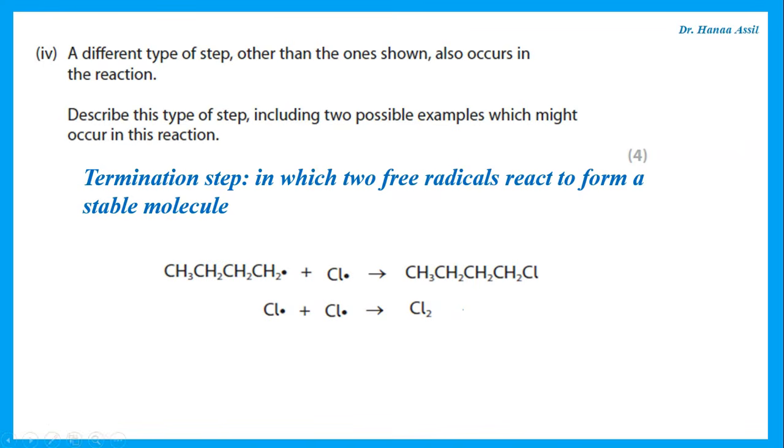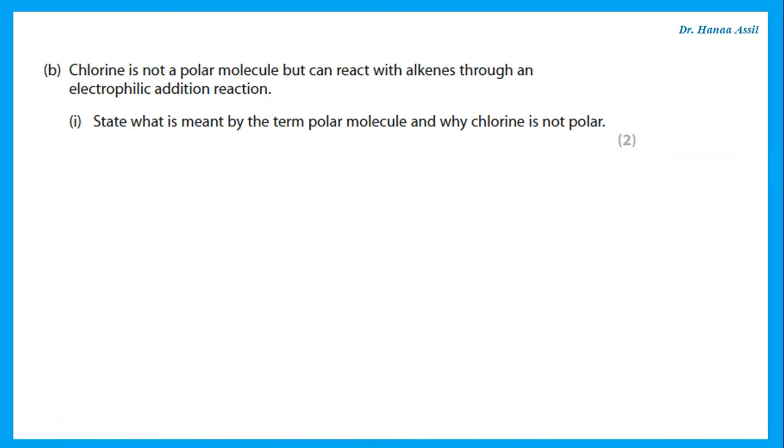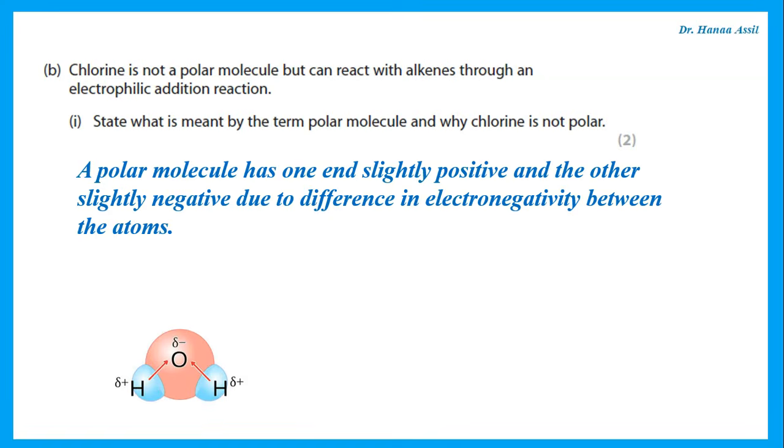Okay, so what's the next question? Chlorine is not a polar molecule, but it can react with alkenes through electrophilic addition reactions. First of all, state what is meant by the term polar and why chlorine is not polar. Remember that polar molecule means one end is more positive than the other. This happens when we have differences in electronegativity between the atoms.